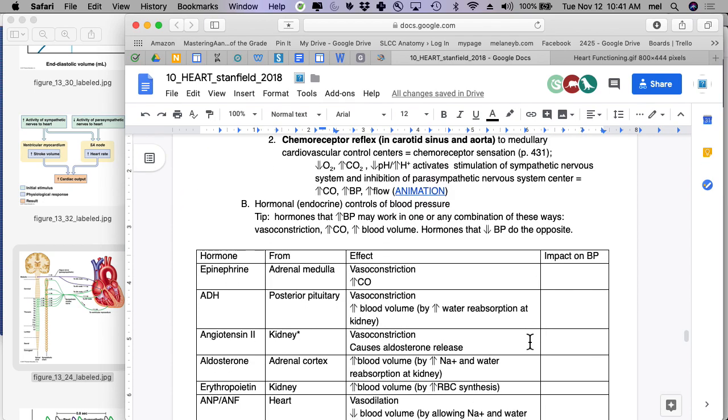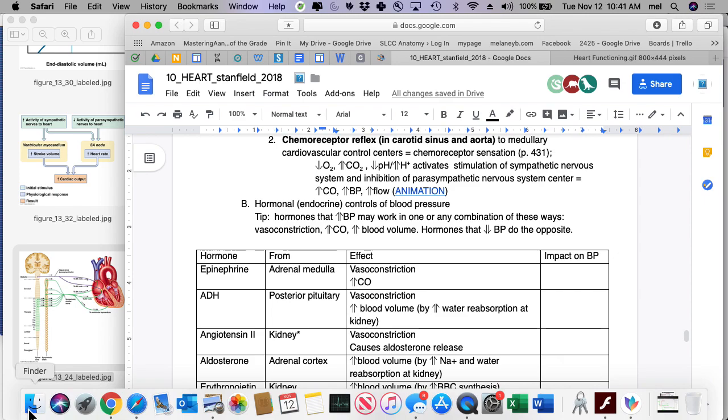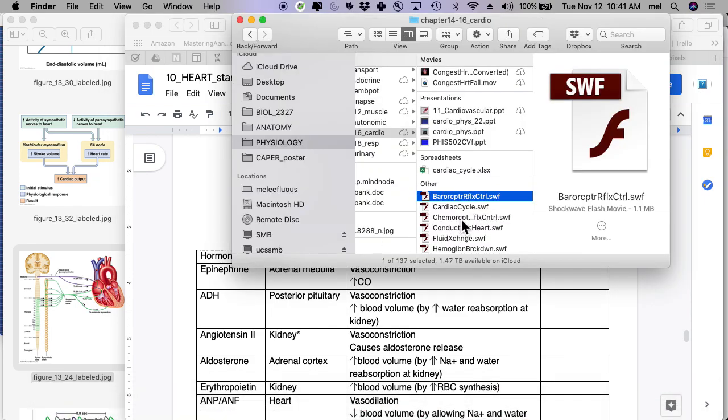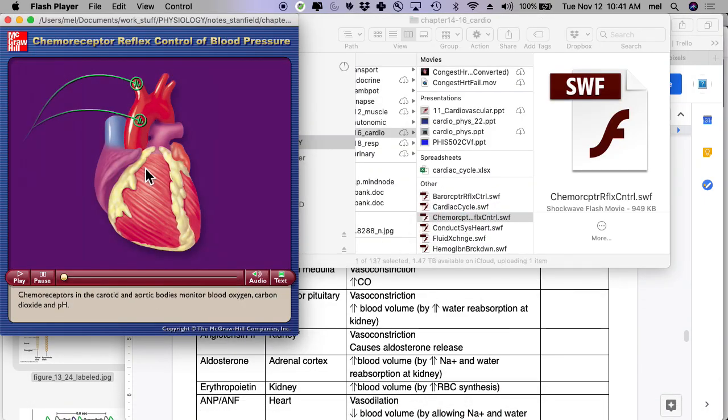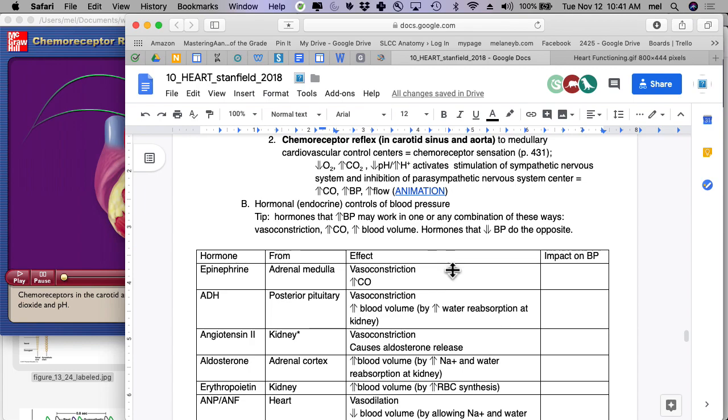Okay, now there is another one, and this is actually relatively logical as well. It's called the chemoreceptor reflex. Instead of baroreceptors in the aortic arch and carotid sinus, I have chemoreceptors. What the chemoreceptors are doing is monitoring the chemical content of the blood. So what are they monitoring? They are monitoring oxygen, carbon dioxide, and pH.